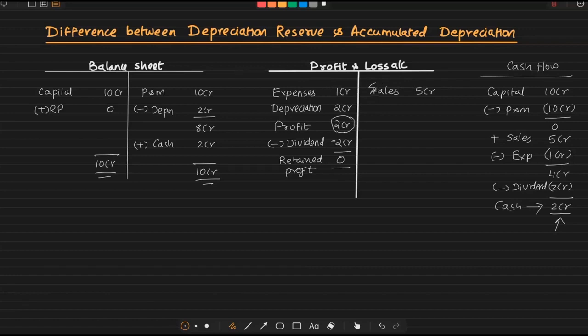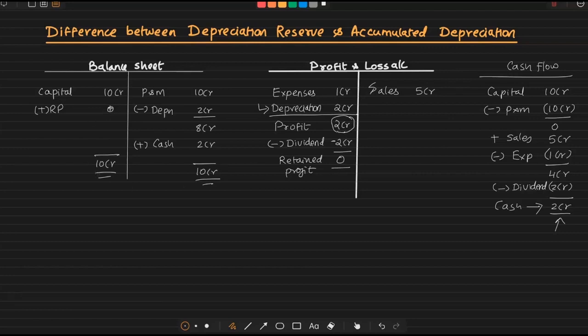I would have distributed the entire 4 crore. But here, thanks to this depreciation accounting, my profit got reduced to 2 crore and I distributed only 2 crore as dividend. So nothing is left over.